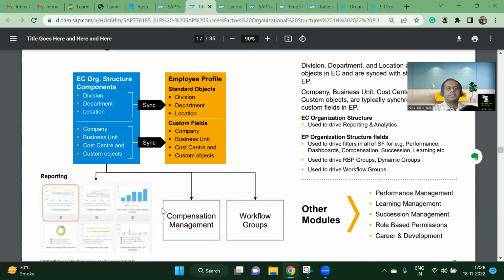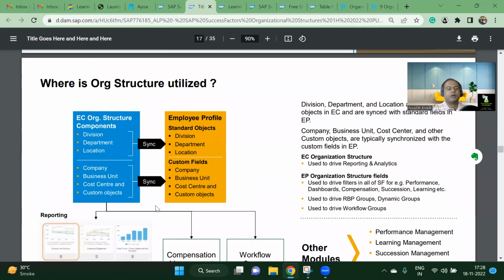So how is it utilized, basically? Where exactly is this EC org structure, or whatever org structure we have seen, going to be utilized? You can see there is a diagram here. On the left-hand side, I can see the EC org structure component. On the right-hand side, I can see the EP, your employee profile components, right? It can also be a sync. You can see the division, department, location on the right-hand side as well, and a mapping can be done. How it can be synced, okay?